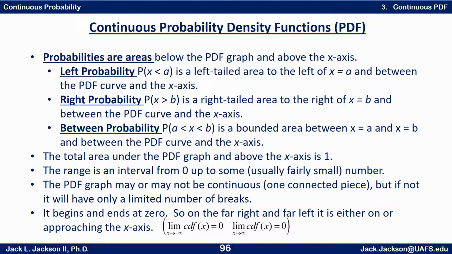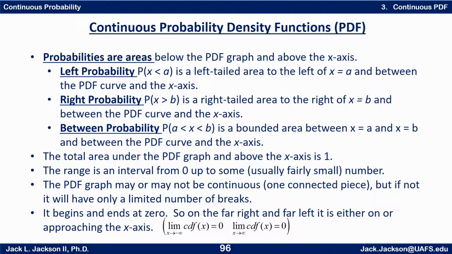And the total area under the PDF graph and above the x-axis has to be 1. So the range then is an interval from 0 up to some number. It depends on the distribution a little bit, but in most cases that's going to be a fairly small number because the whole area has to be 1. So the whole area can't be very big.